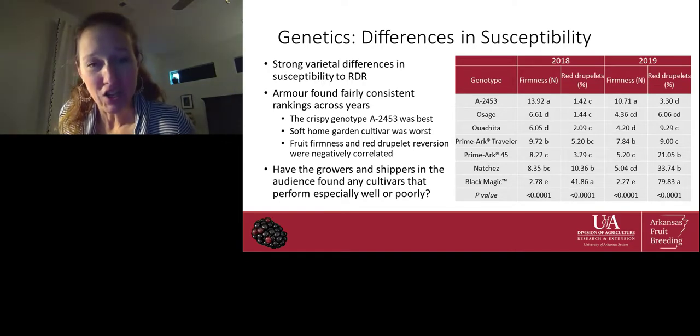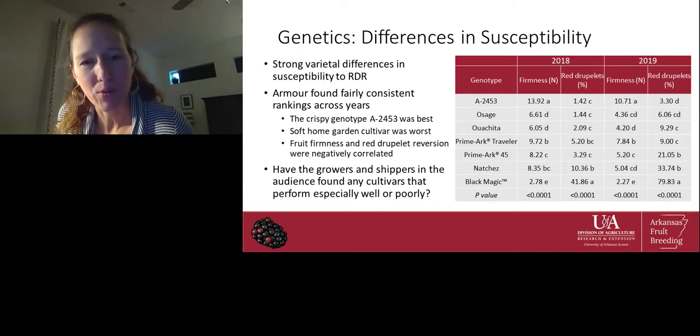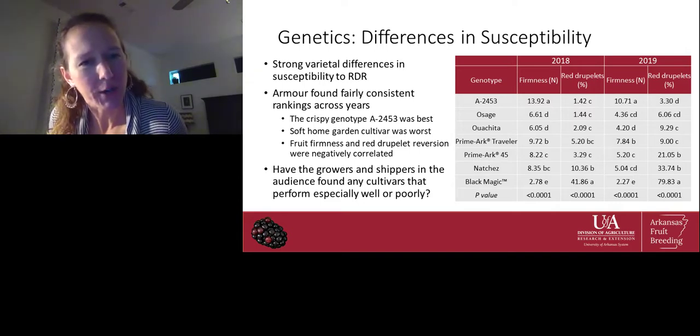And Black Magic was particularly bad each year, much worse than all of the other genotypes. And then you have some intermediates here, Natchez, Primark Traveler, Primark 45, and Osage and Ouachita also performed very well for us in this trial.